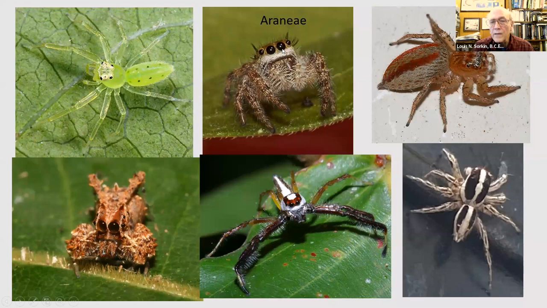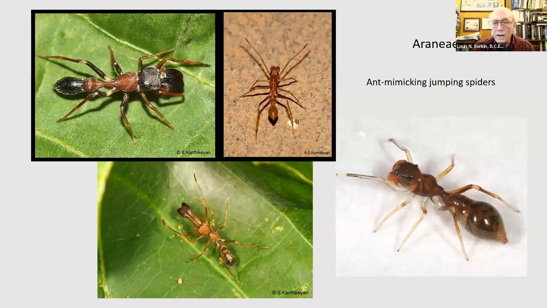And they're very different from all the other six eyes because they're able to focus and move the retina inside this eye in order to focus. And sometimes if you look at them, you'll see fluttering going on in the eye. That's because they're trying to focus on you. There's many of the ant-mimicking jumping spiders here.